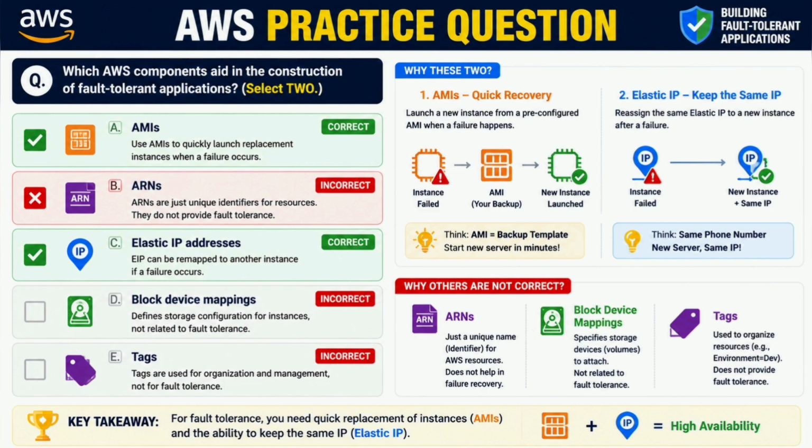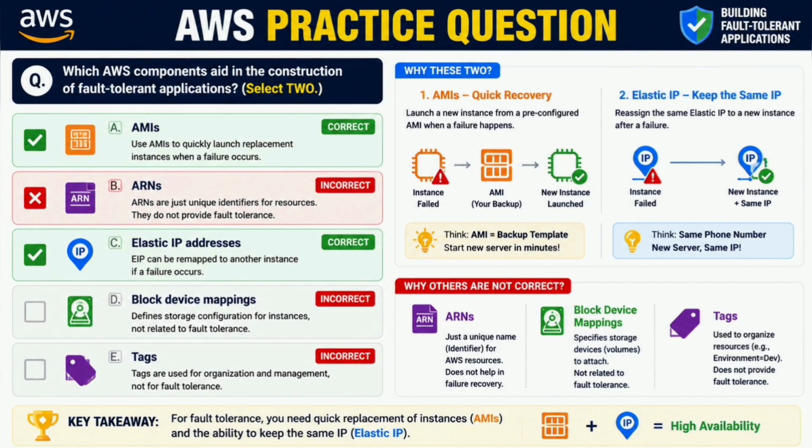ARN, option B. ARNs are just unique identifiers for resources. They do not provide fault tolerance. So it is not the right answer. Option C, Elastic IP addresses. Yes, an EIP can be remapped to another instance if a failure occurs. So it is a correct answer.